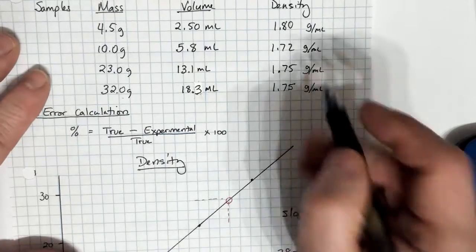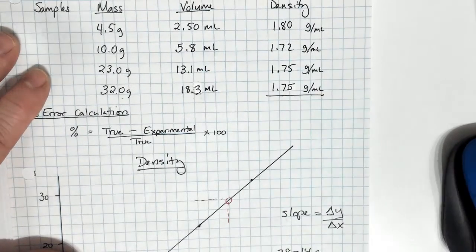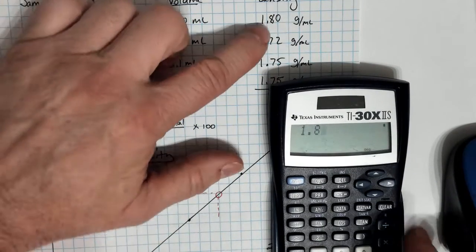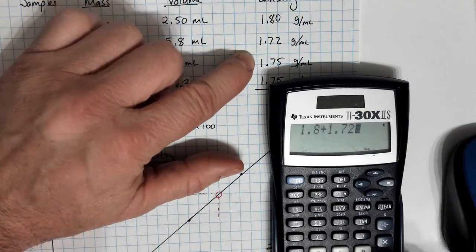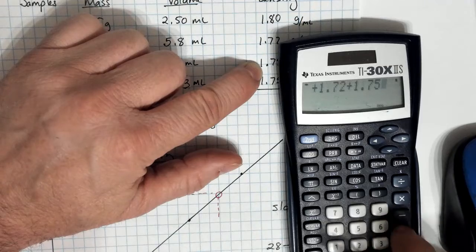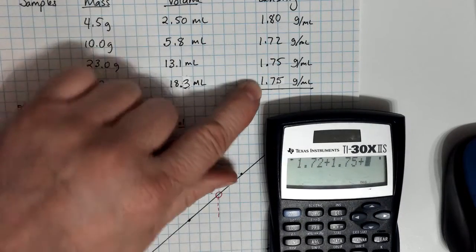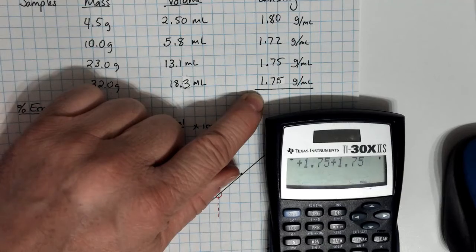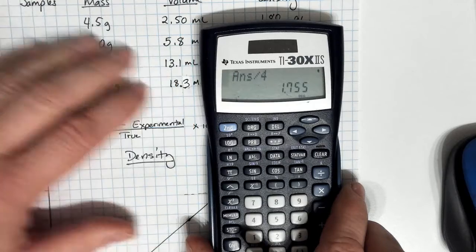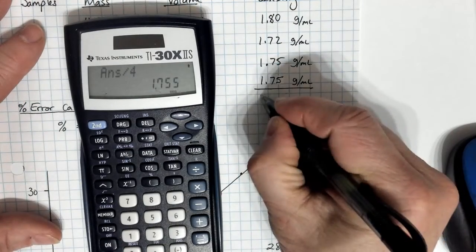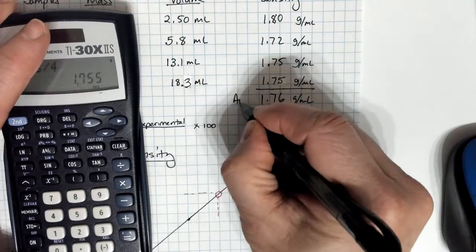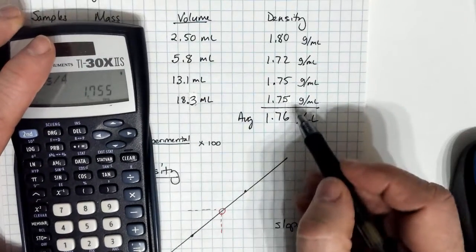calculation one. So what we're going to do is find the average value of these numbers. So we have 1.8 plus 1.72 plus 1.75 plus 1.75 again, divided by 4. So my average is 1.755. So I'm going to put 1.76 grams per milliliter, and that's my average. And I want you to find the average of your water measurements.